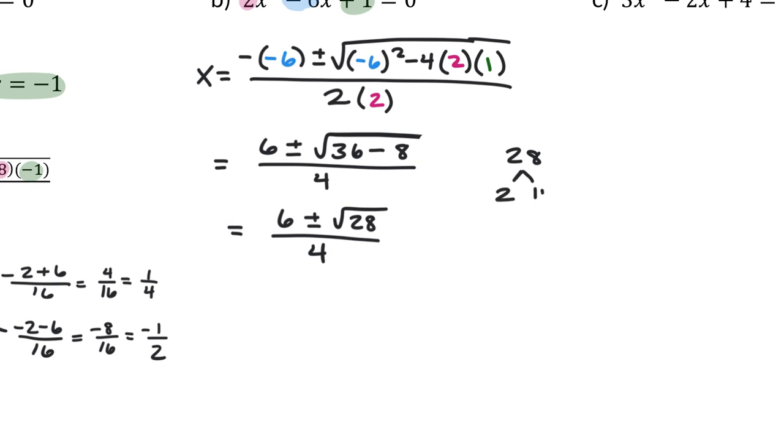2 and 14. How do you break down 14? 2 and 7. Are there any pairs? 2. And any leftovers? 7. So the 2 is going to pop out and the 7 is going to stay underneath. So I would end up with 6 plus or minus 2 square root of 7 over 4.